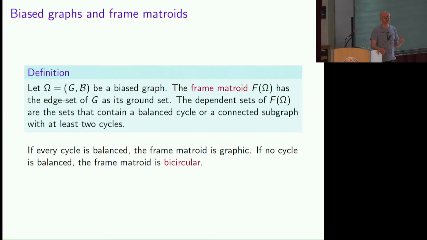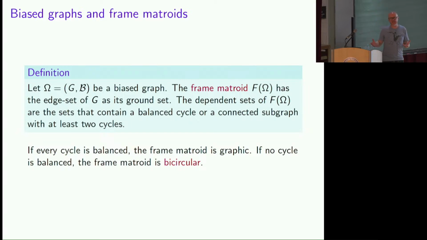When am I allowed to do this? Well, basically, when I have a biased graph, because the balanced cycles are exactly the cycles that remain dependent. That's why I need that condition on the theta subgraph. Otherwise, I would violate the circuit elimination axiom for matroids. Okay, so I start with a biased graph. The frame matroid has as its ground set the set of edges. And the dependent sets of that frame matroid are exactly the sets that contain a balanced cycle or that contain a connected subgraph with at least 2 cycles. That now defines the matroid.